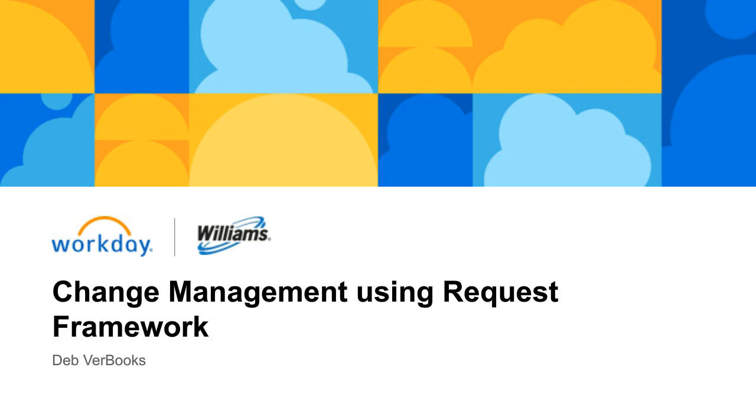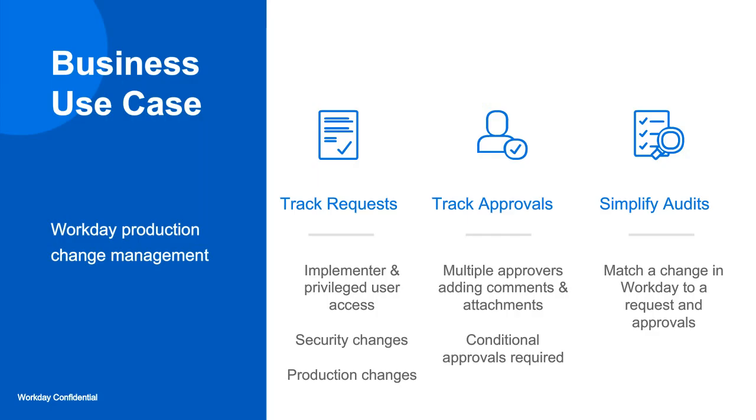So my business use case is using the request framework for change management. At Williams, we use the request framework to track all Workday production changes, and these include activation of roles that allow production modifications, so those are for both implementers and privileged user accounts, Workday security changes, and Workday production changes.